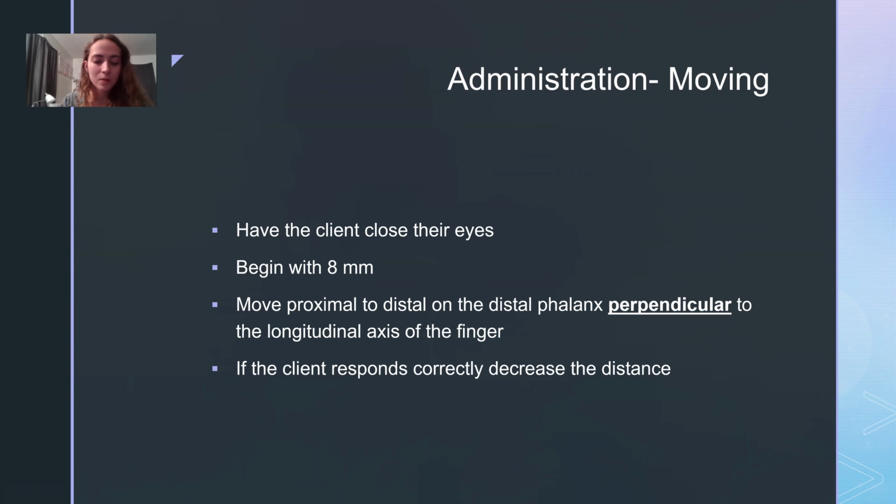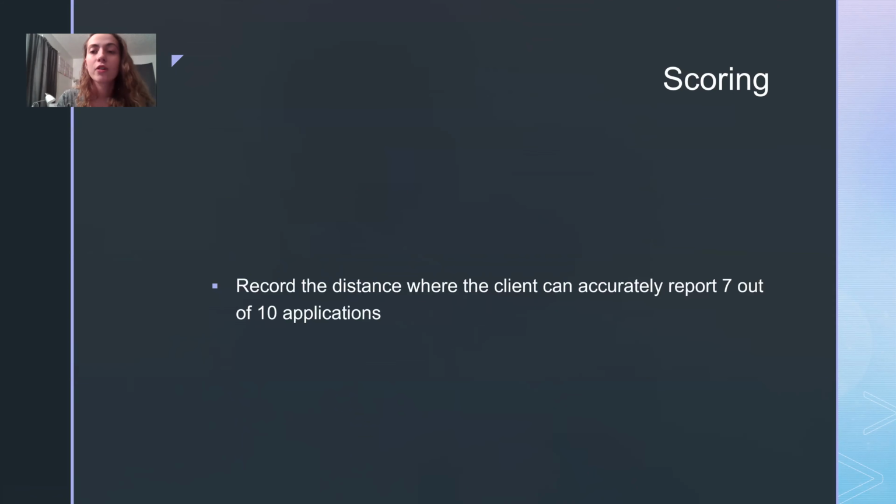And just another thing to keep in mind as a clinician is that moving actually returns before static and is a sign of recovery on the 2-point discrimination test. So this is something to look for in your client. For scoring, if you do the standardized way, you record the distance where the client can accurately report 7 out of 10 applications, meaning for each distance you do 10 trials.